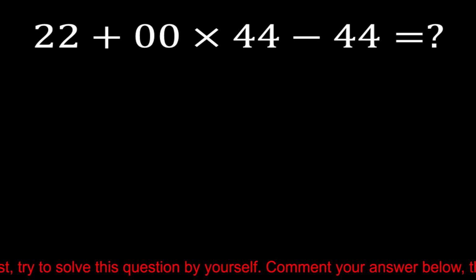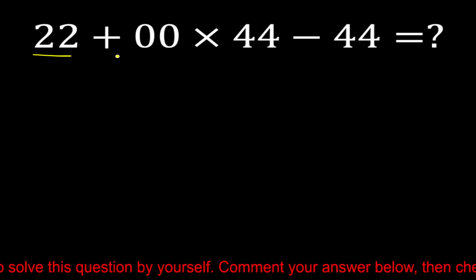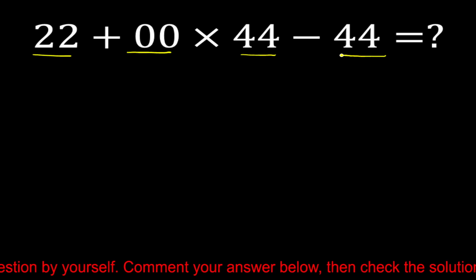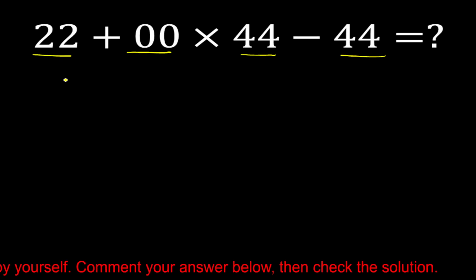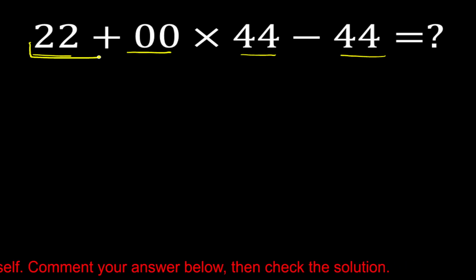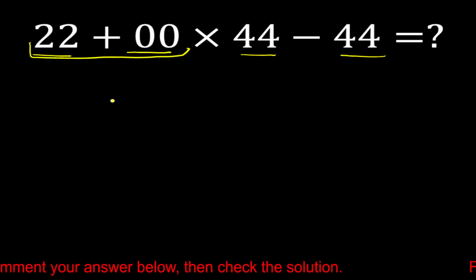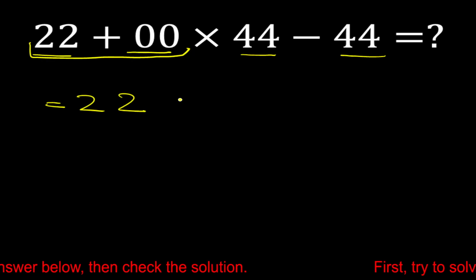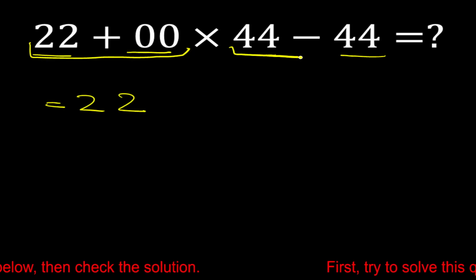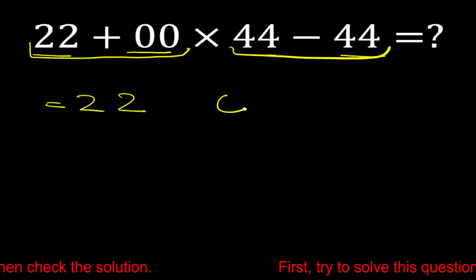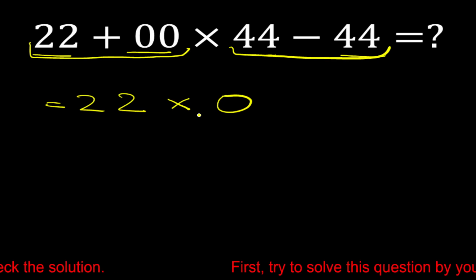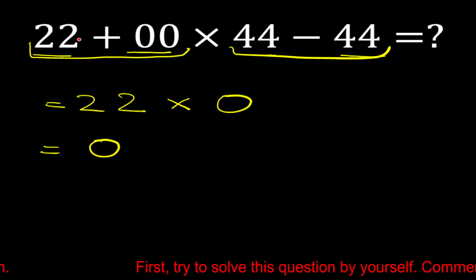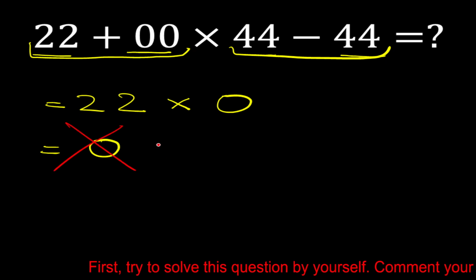So here we have a question: 22 + 0 × 44 − 44. Okay, so most people solve this question like 22 + 0 is equal to 22. Okay, then 44 − 44 is equal to 0. Now 22 × 0 is also equal to 0. But this answer is not correct. This answer is completely wrong.